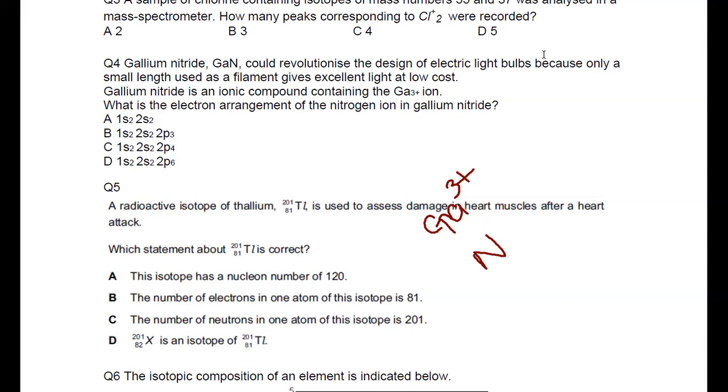What do you guys think? Nitrogen has a mass number, I think, of 14, and I think it has a proton number of 7.